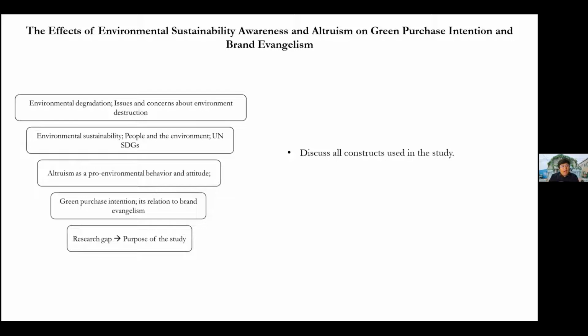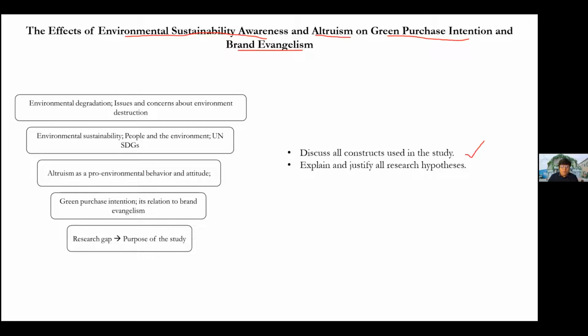So it means in our study, there must be a thorough explanation of each of the constructs that you utilize in the study. So let's say in this case, kung titignan natin yung title and or topic, there are variables here such as environmental sustainability awareness, altruism, green purchase intention, and brand evangelism. So it means in your paper, these constructs or these variables should be thoroughly explained in the literature review section. So in the literature review section, we need to explain or discuss all constructs of the study.